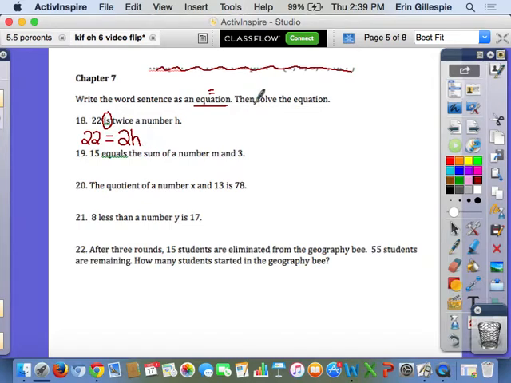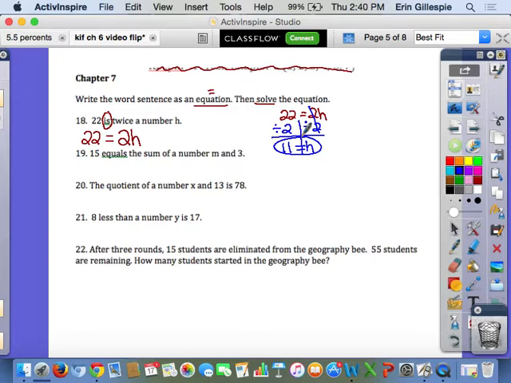We then want to solve, so over here let's write it out so we can solve. So 22 equals 2h. Remember, we want to use opposite operations. So since this is multiplying, the opposite would be to divide. Remember to show your work on both sides. We need to do the same thing on both sides. 22 divided by 2 is 11. These 2's cancel out, so I get an answer of 11 equals h.